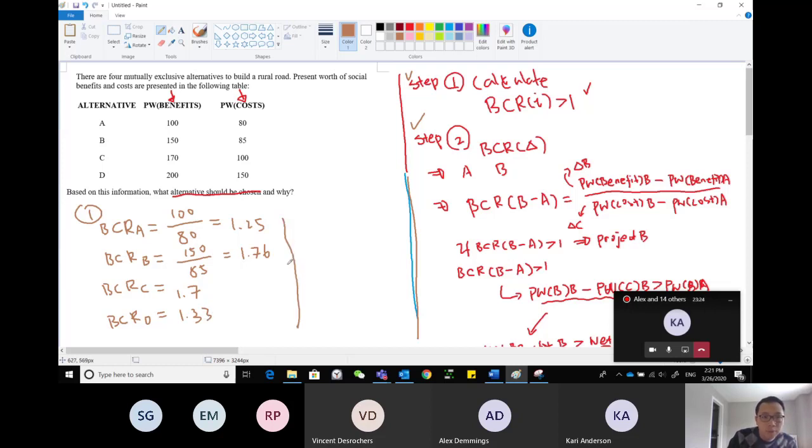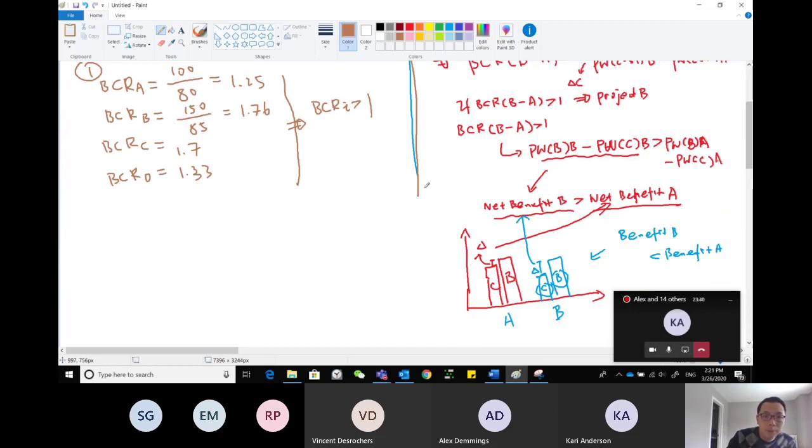Okay. So from here, we can see that all of them, the BCR is bigger than 1. So they are all qualified for the second round, the second step. Now let's move to the second part. Second round.